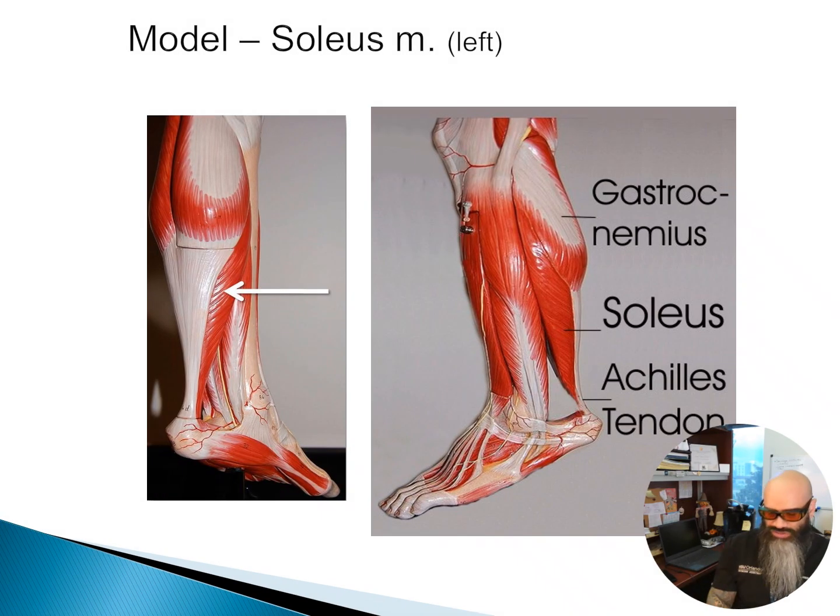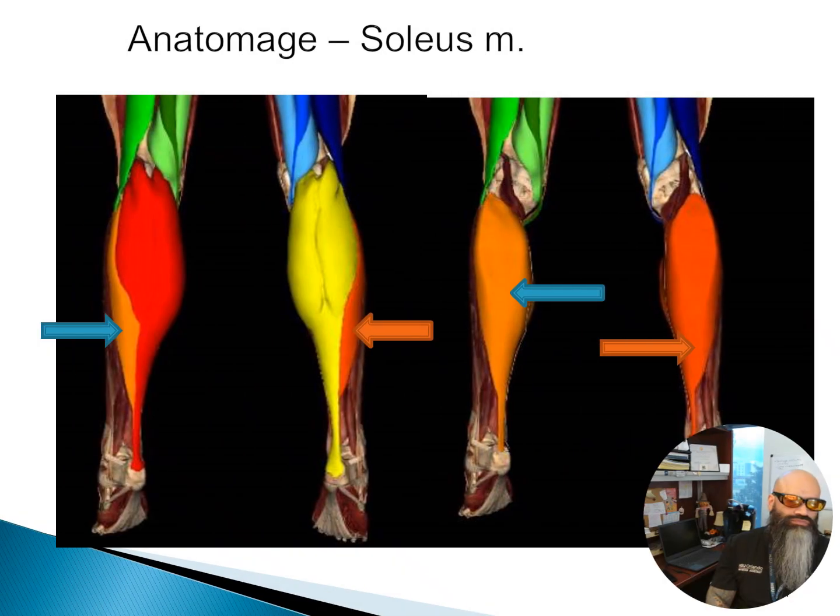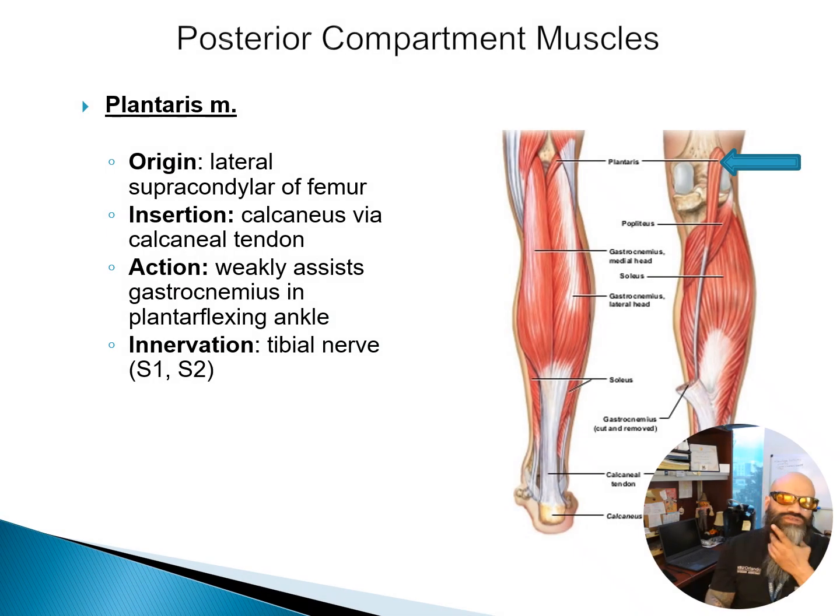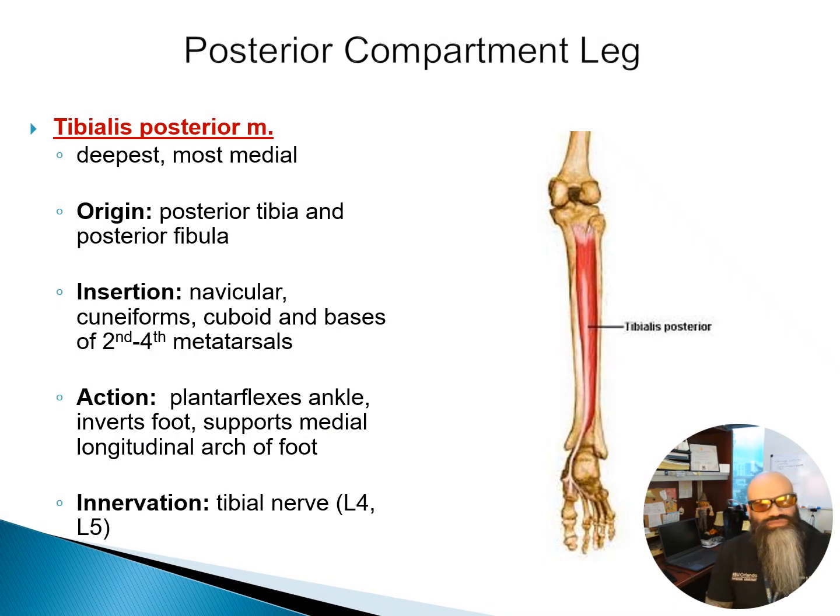Here are some other structures for you to know. Here I'm showing the soleus in relation to the gastroc. The plantaris muscle is one of your weaker plantar flexors. Like I said, we use its tendon for grafts. I didn't mention anything else about that. Tibialis posterior is very intimate to the posterior tibial region, and basically helps to plantar flex the foot.